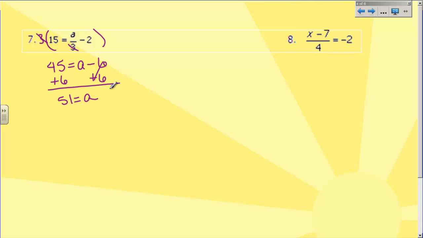I would clear out that fraction. Okay? I would take this entire thing and multiply it by 4. That way I get rid of that denominator down there, leaving me with x minus 7 over here and negative 8 over here, because I had to also multiply that by 4. This side, when I multiply by 4, the 4's just cancel, leaving me with the numerator. But over here, I really have to multiply by 4. Well, now you've got to find out what x equals. Do the opposite, which is add 7. And you should get that x equals negative 1.